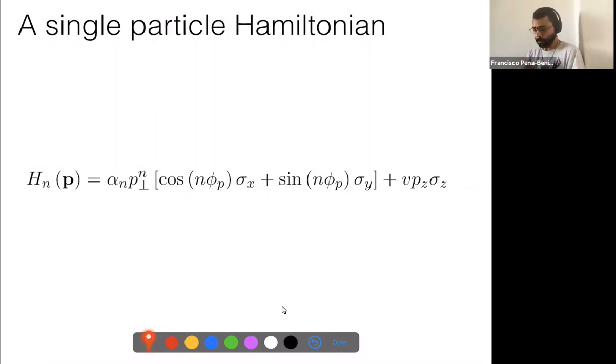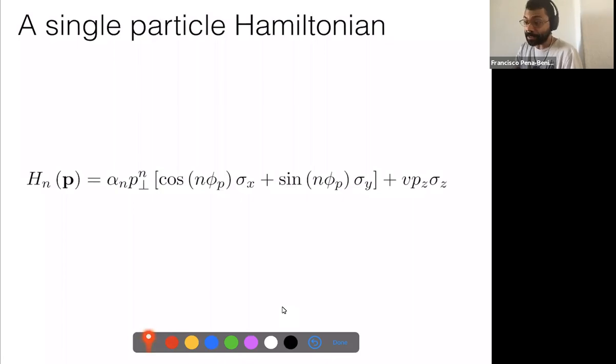And when I say generic, I mean when this monopole charge I mentioned before, this Berry flux charge n, takes the value 1, 2, or 3. Okay, that's the form of that Hamiltonian. For example, in the case n equals 1, you can notice that this thing becomes just the Weyl Hamiltonian, because this is p perp times cosine of phi and p perp times sine of phi. This is px and this other one is just py. This is just a Weyl Hamiltonian.